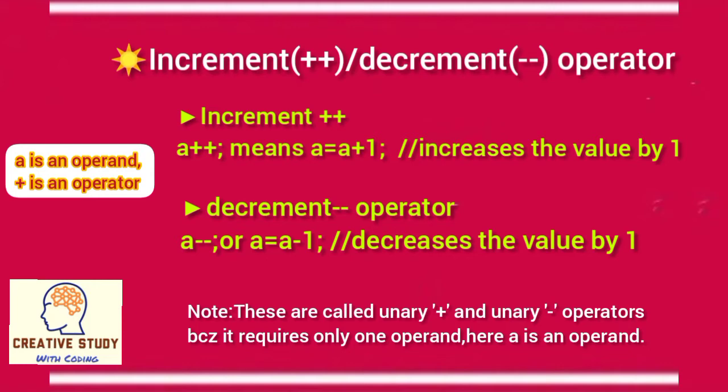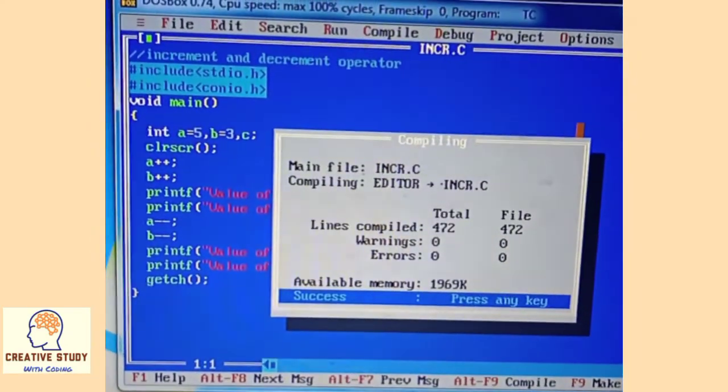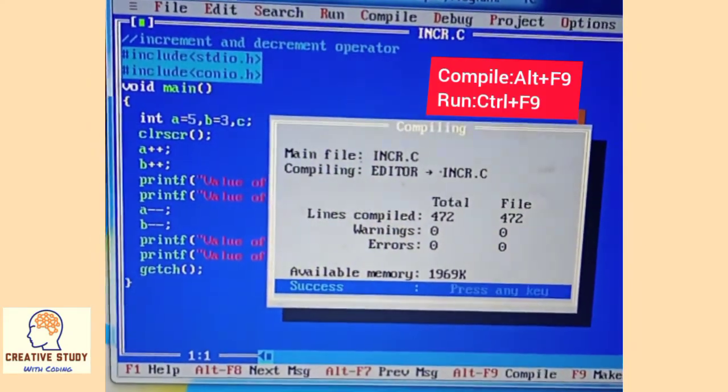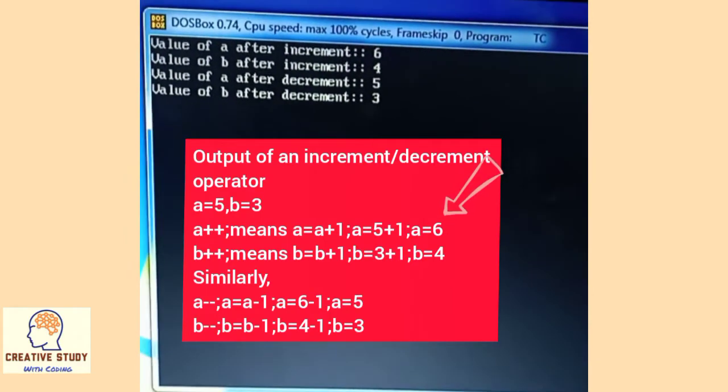When an operator uses one operand, it is called a unary operator. So here plus plus and minus minus are unary operators because they have used only one operand, that is a. Here you can see the function of an increment and decrement operator. Compile and run it and get the output of an increment and decrement operator.